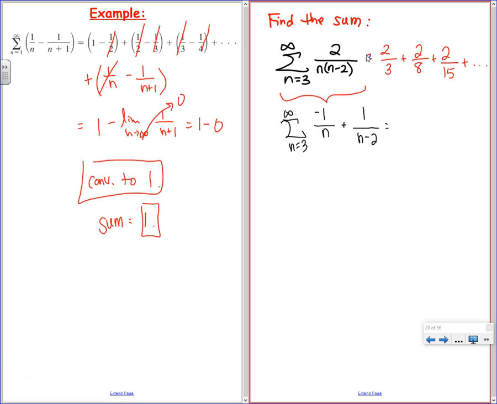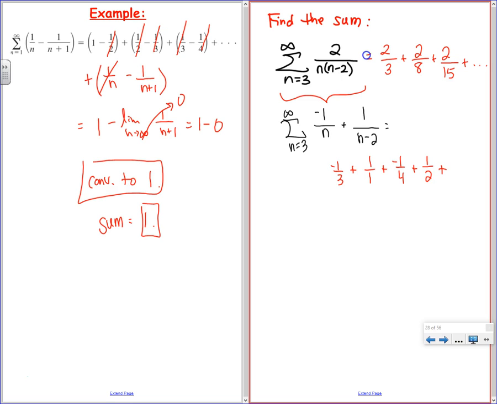So we start to plug in. Reverse it, makes it easier. Negative 1/3 plus 1 over 3 minus 2 is 1, right? Okay. Plus, plug in 4, negative 1/4, plus 1 over 4 minus 2 is 1/2. Oh yeah, everything's canceling, right?